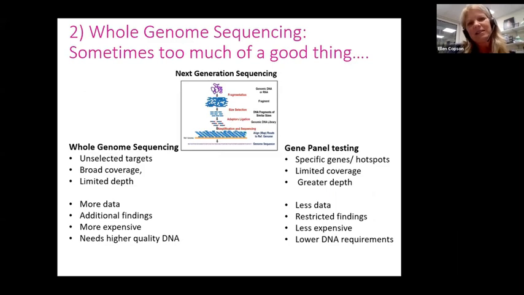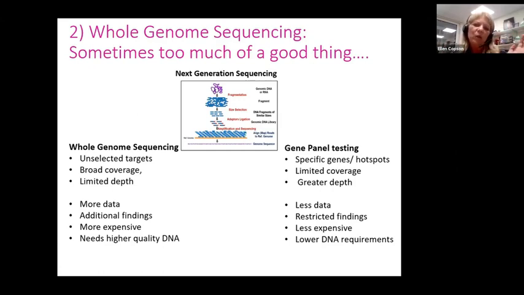My second lesson was that whole genome sequencing may sometimes be just a bit too much of a good thing. As Terry has really nicely described to you, whole genome sequencing and gene panel testing are all variations on the same theme. They're also using the same technology.